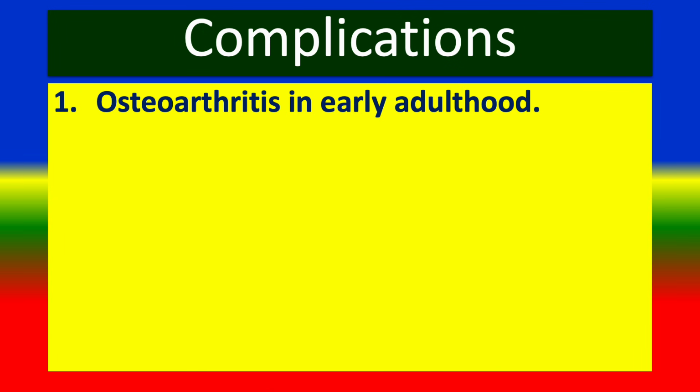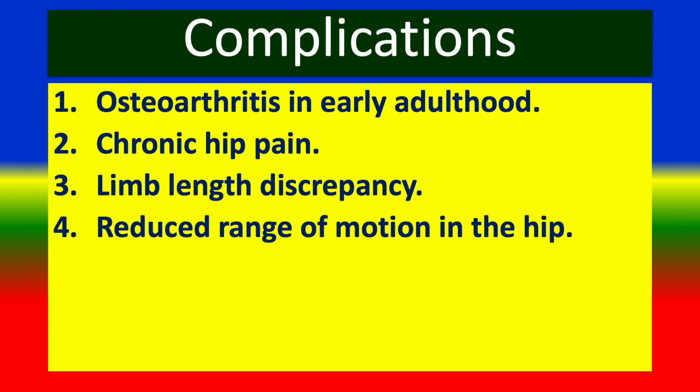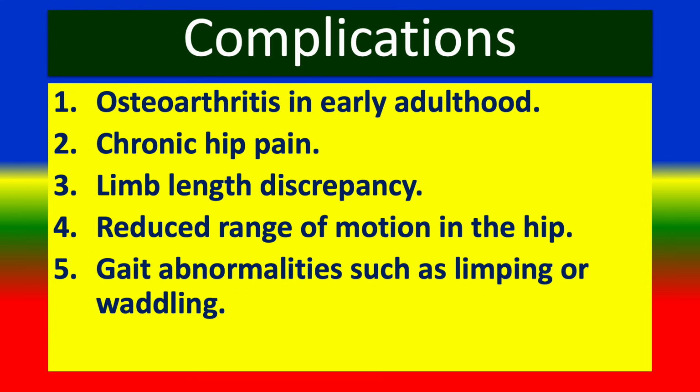Complications. 1. Osteoarthritis in early adulthood. 2. Chronic hip pain. 3. Limb length disturbance. 4. Reduced range of motion in the hip. 5. Gait abnormalities such as limping or waddling.